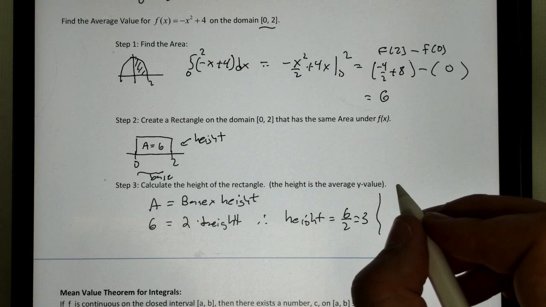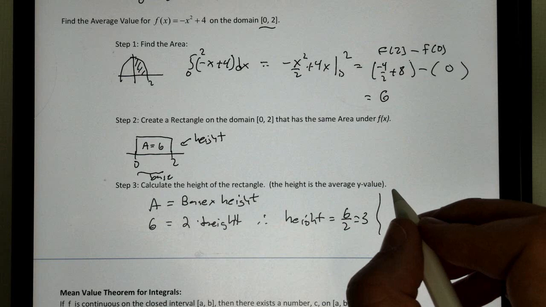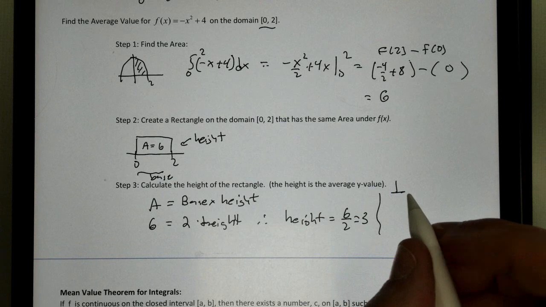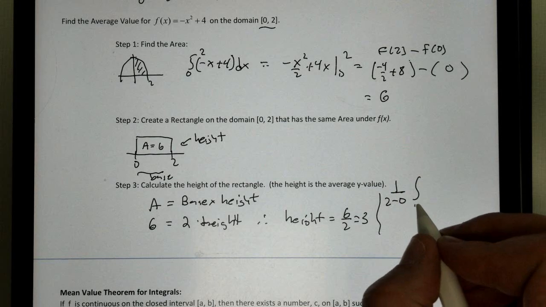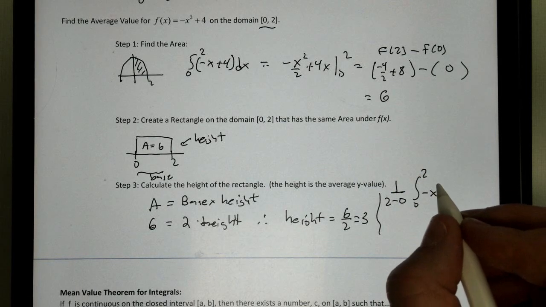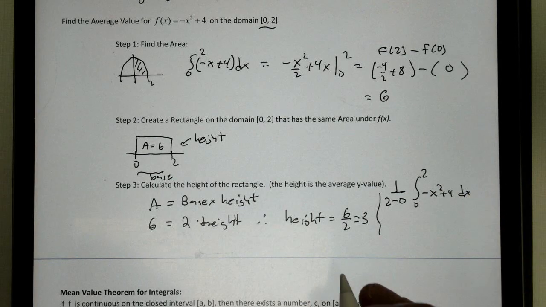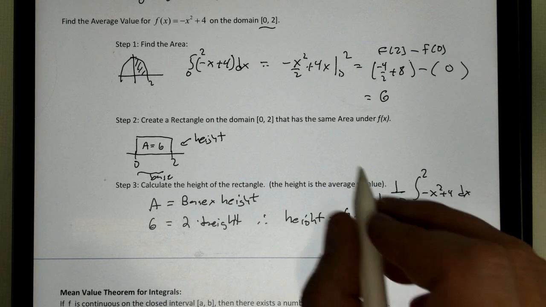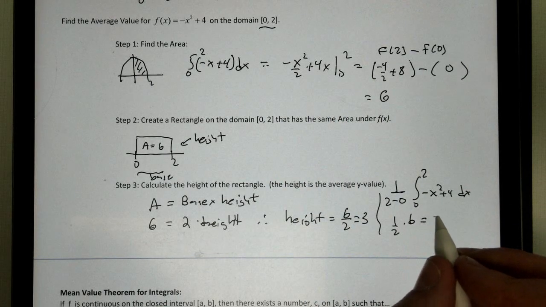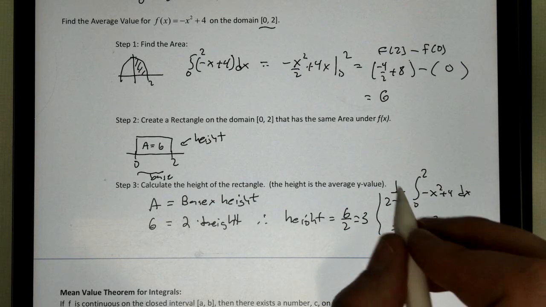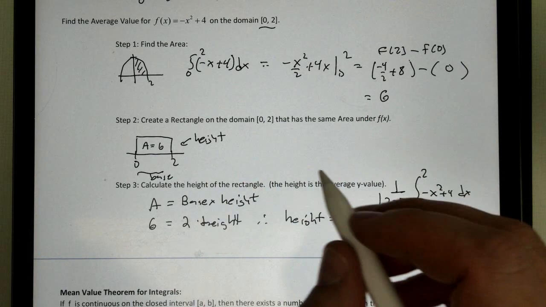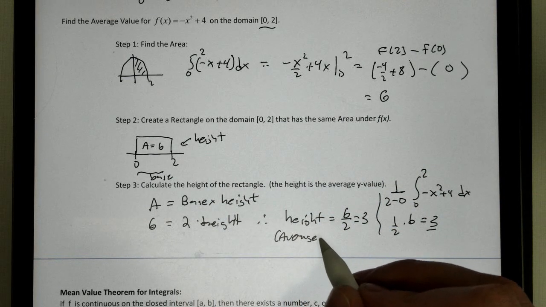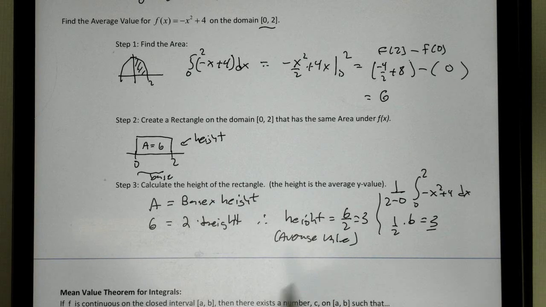Our little formula to find the average value would be the following. 1 over 2, not 3, that's what we're looking to find. 2 minus 0, and the integral from 0 to 2 of negative x squared plus 4 dx. Well, this is just 1 over 2, and we found the area here by using our integral, which was 6, and we got 3. So we get the same thing. So all the average value says is that we are trying to find the height of a rectangle. And that's average value.